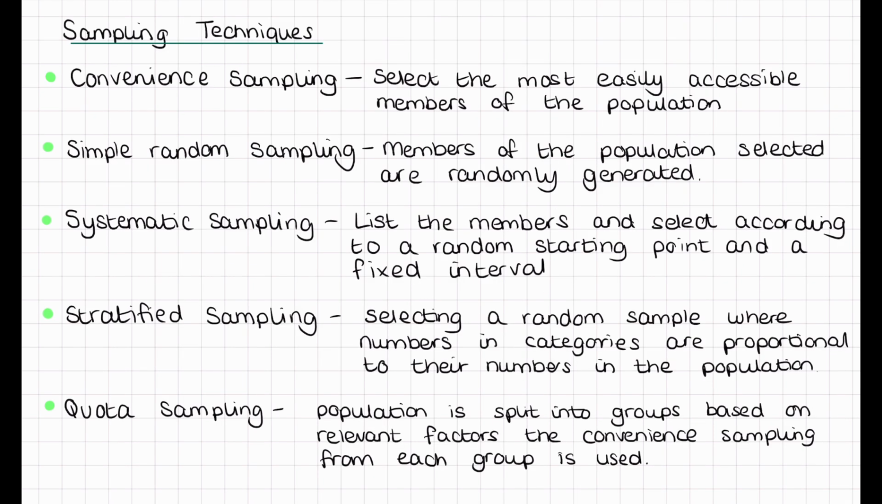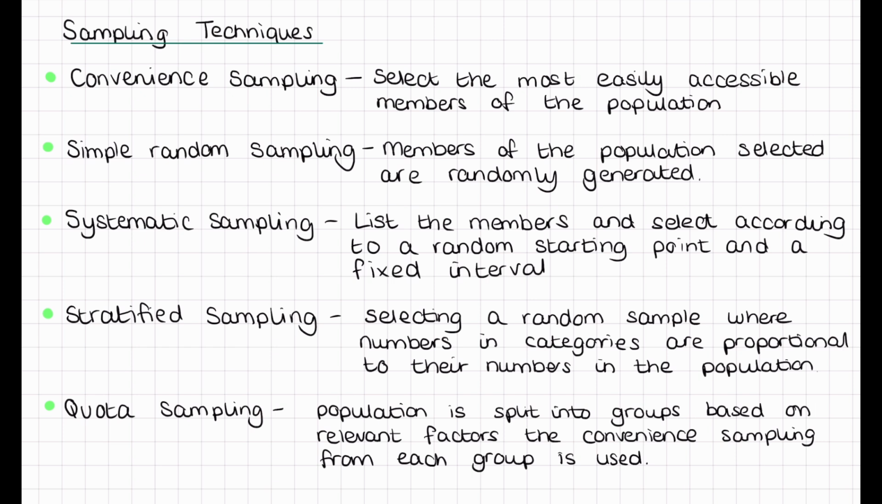There are multiple different sampling techniques that we may need to be able to define or identify in an exam situation. The first one is convenience sampling, which is where we select the most easily accessible members of the population. An example of that would be you need to survey 10 students, you go to your class and you select the first 10 that you see. That's convenience sampling. Simple random sampling: members of the population selected are randomly generated.